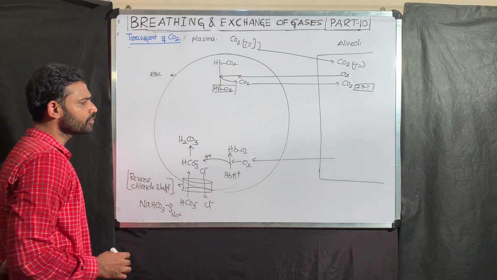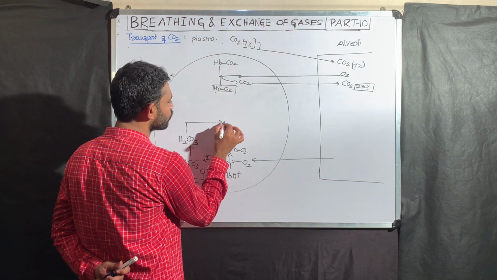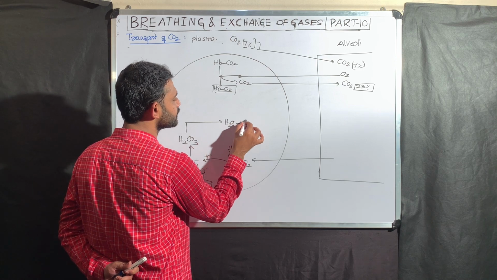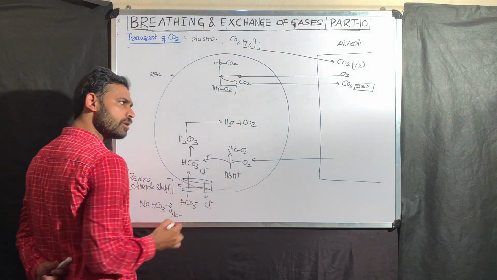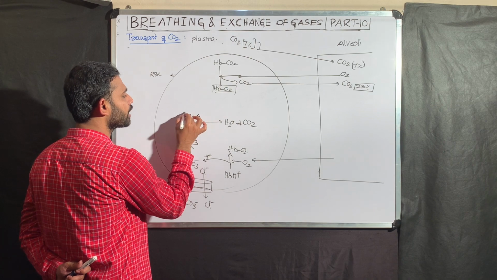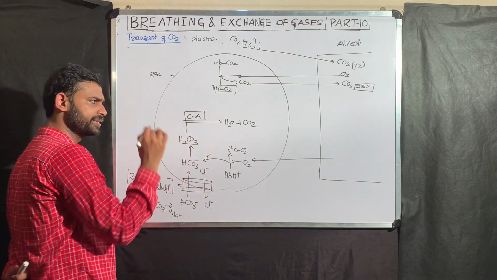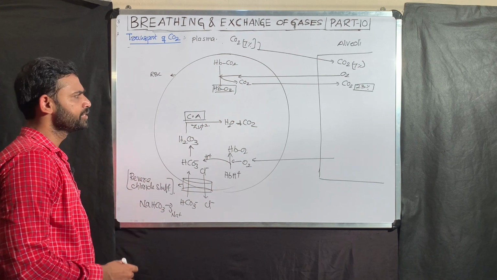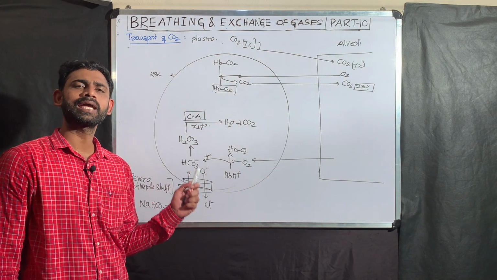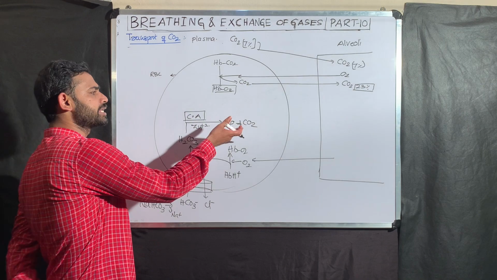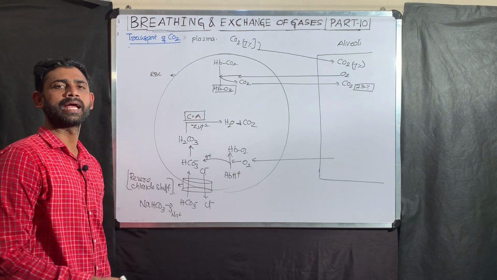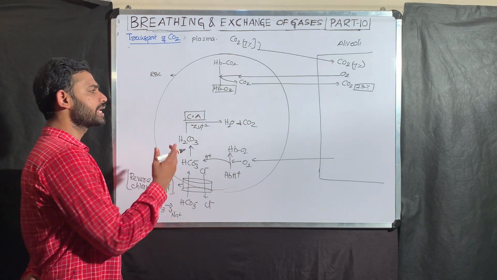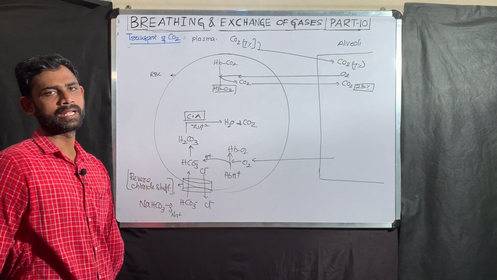Now it has to get dissociated. That gets dissociated into H2O plus CO2. This reaction is also mediated by the enzyme carbonic anhydrase. Carbonic anhydrase contains which metal ion? That is zinc. So carbonic anhydrase carries out the reversible reaction. It is involved in the formation of carbonic acid, and simultaneously it can be involved in the dissociation of carbonic acid also.